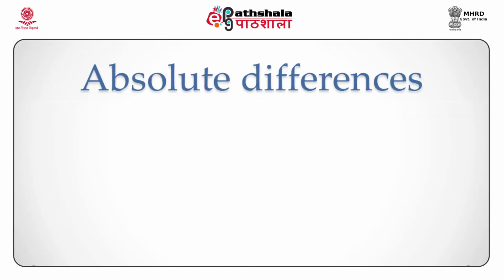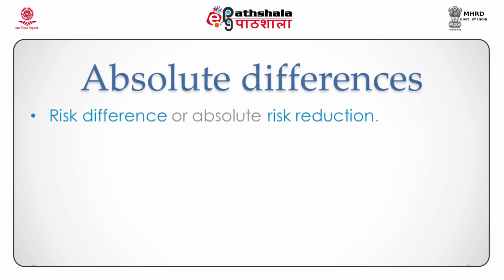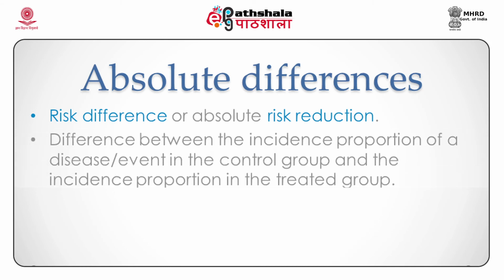Absolute differences. The risk difference we have seen before is considered an absolute difference. It is also sometimes referred to as the absolute risk reduction. It is the difference between the incidence proportion of a disease or event in the control group and the corresponding incidence proportion in the treated group.